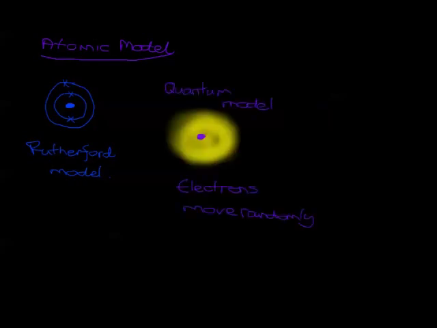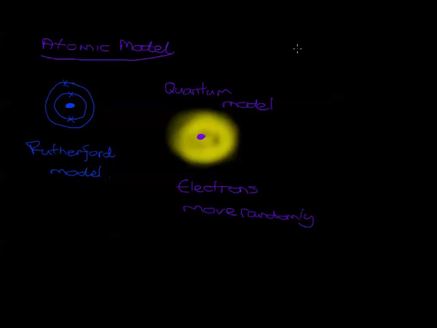But really, in our more quantized model, what actually happens is the electrons move around absolutely randomly around the nucleus. They can be on one side, they can be on the other, they can be absolutely anywhere, and they can move from one spot to another pretty much instantaneously.